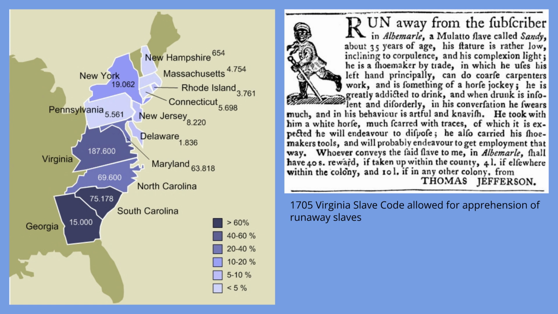On the right side is a runaway slave ad that was taken out by Thomas Jefferson in a local Virginia newspaper. This is to show that the 1705 Virginia Slave Code allowed for the apprehension and return of runaway enslaved people. One of the most common ways in which enslaved people resisted their enslavement was by simply running away. And because of that, slave codes across the different colonies tried to guarantee their return upon capture. Plantation owners throughout the South would put these ads in newspapers and often offer rewards for their return.